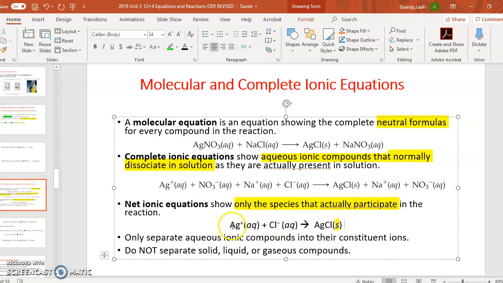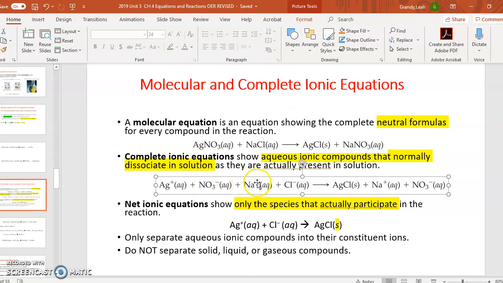The ones that are not in the net are called spectator ions. That would be the nitrate and the sodium. Those two are spectating, if you will. They are not participating in forming that solid. So the only compounds that we separate will be the aqueous ones, and we never separate a solid, liquid, or gas. We're only looking at the aqueous ones.